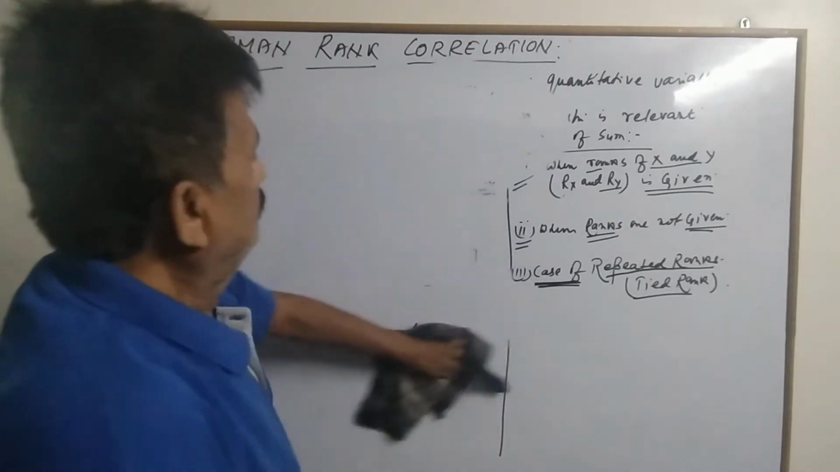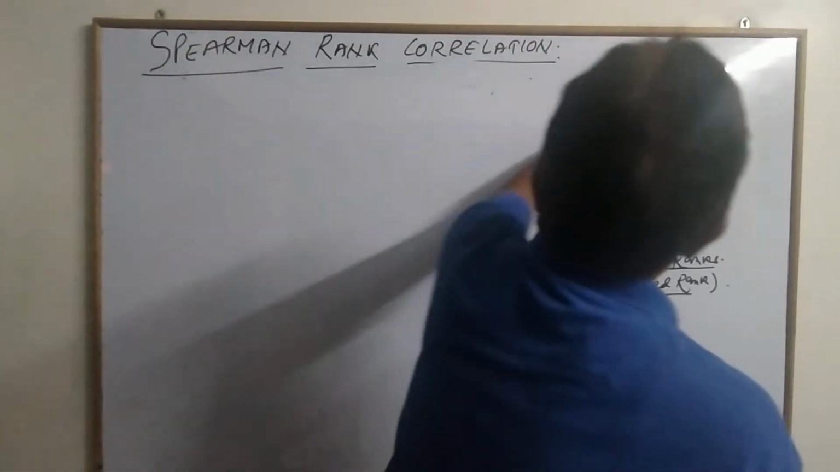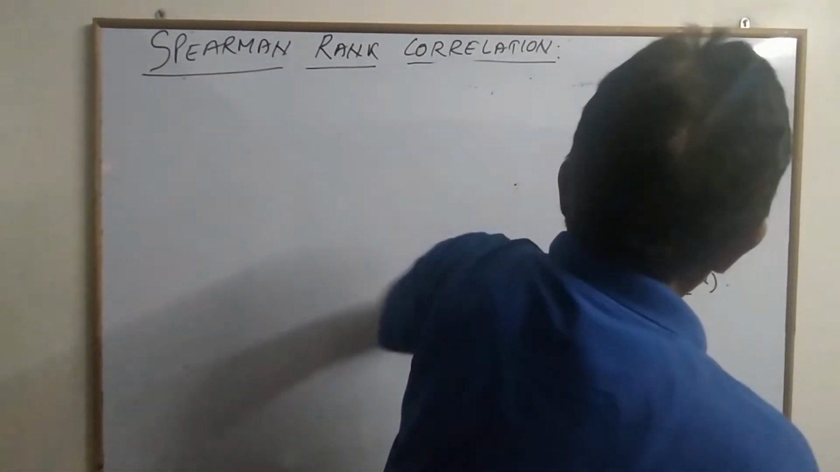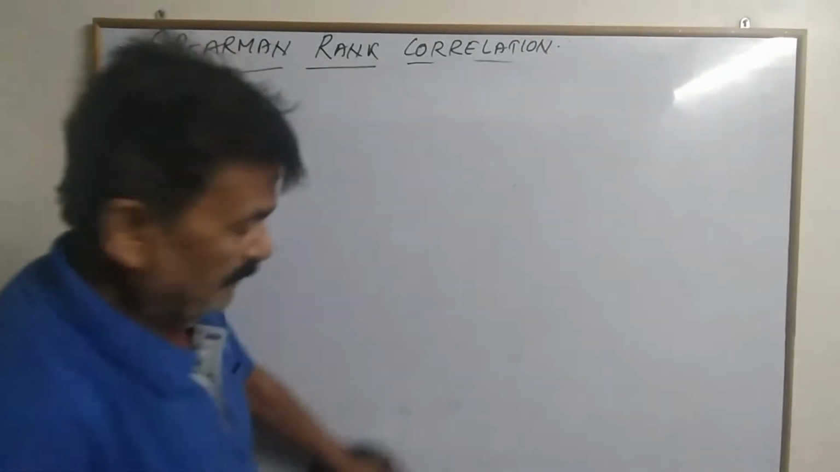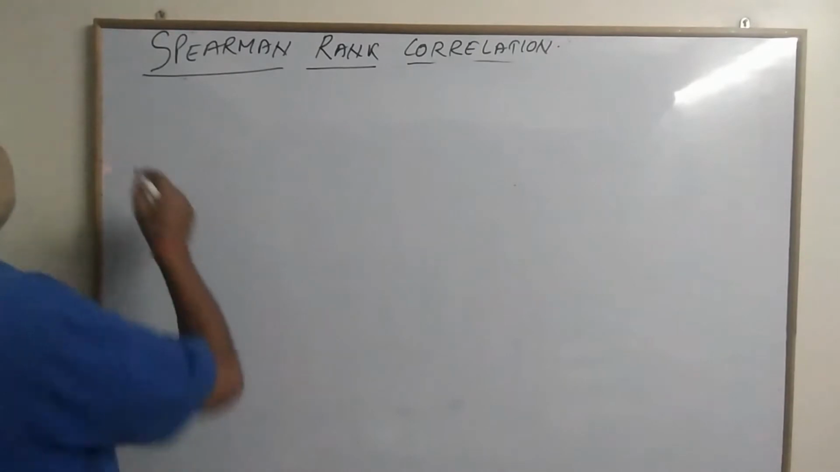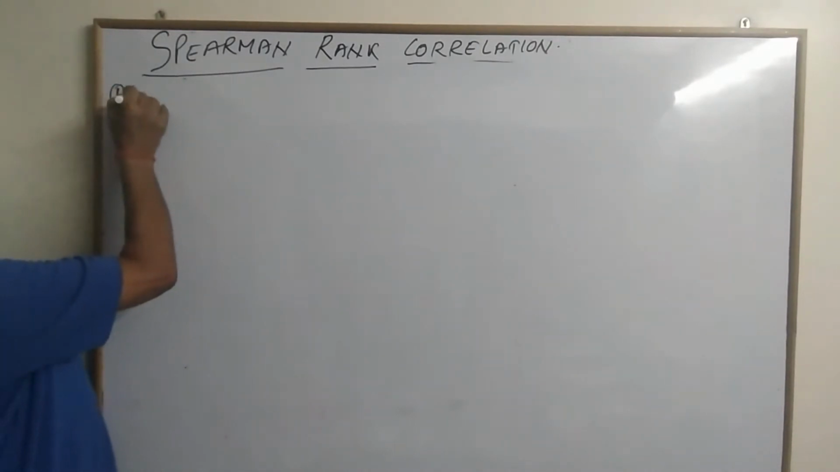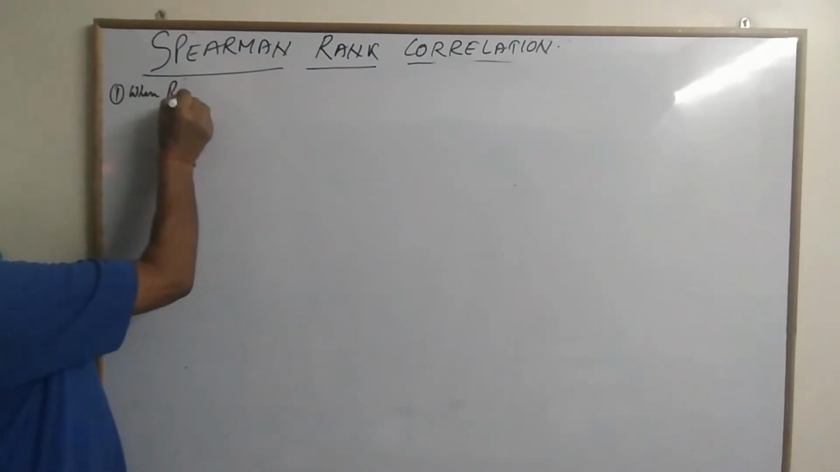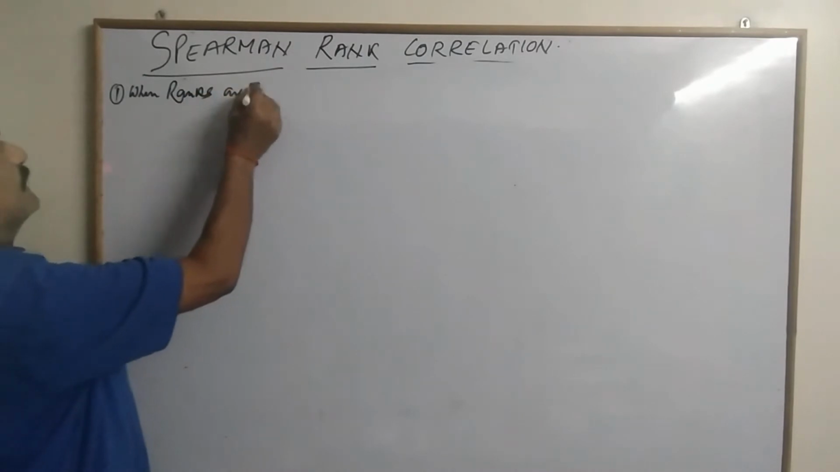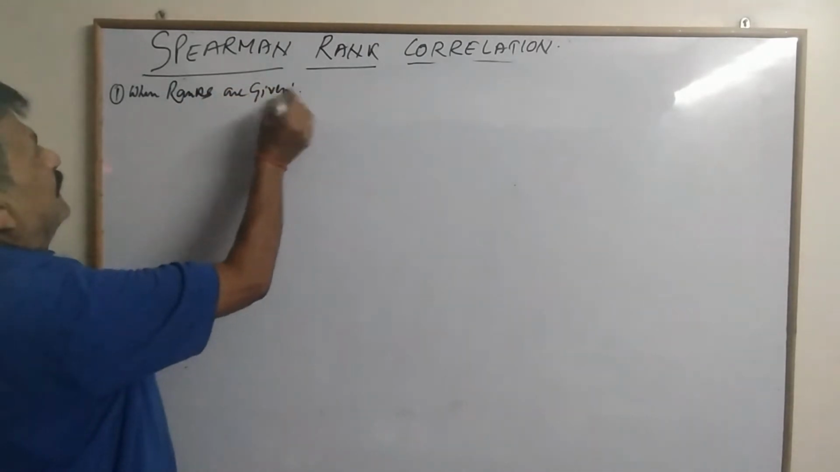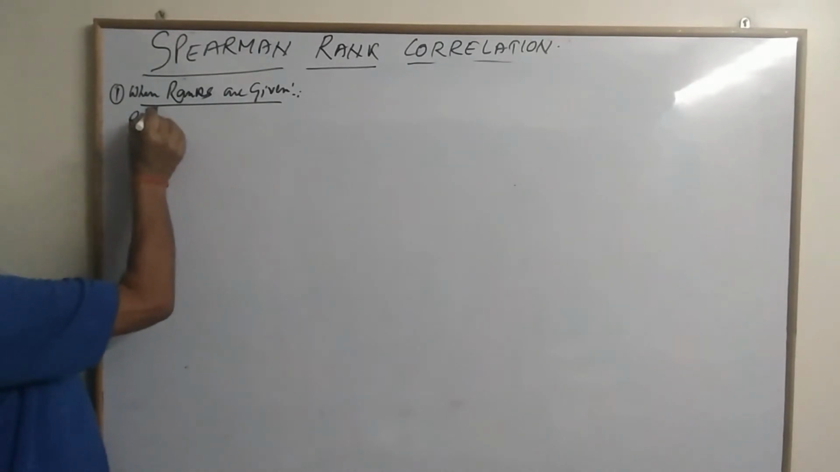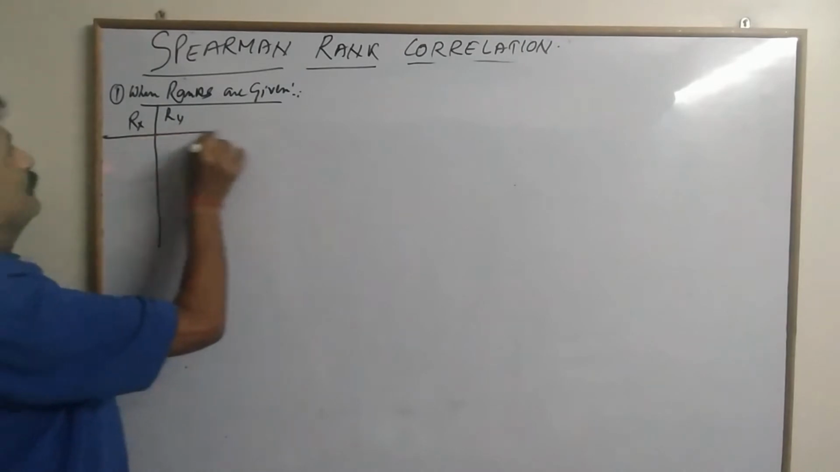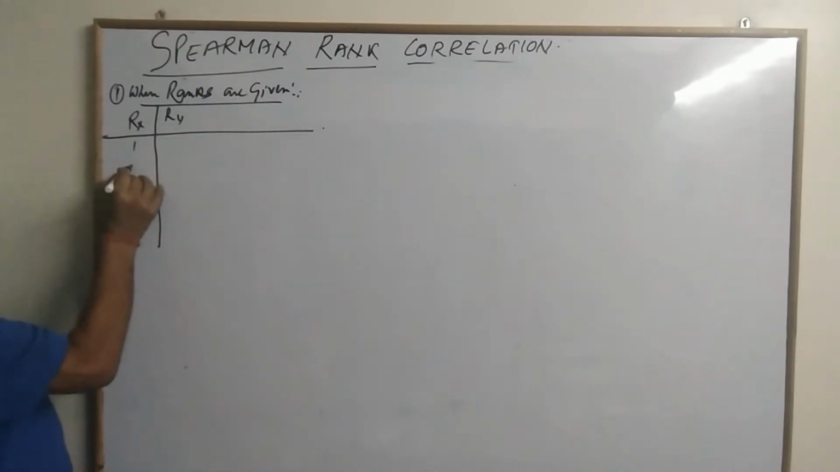The first type states that when the ranks of x and y are given, we have to calculate rho xy. So this is the first category, when ranks are given. In such a case, let this be the rank of x and this be the rank of y. Let it be like this.